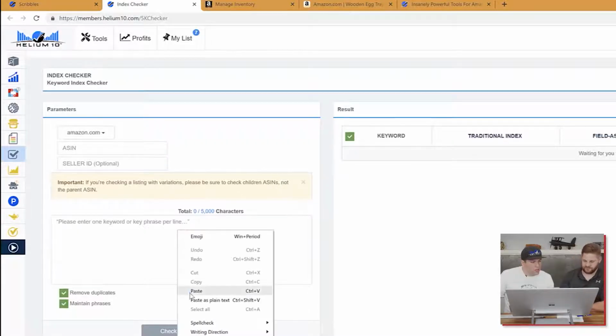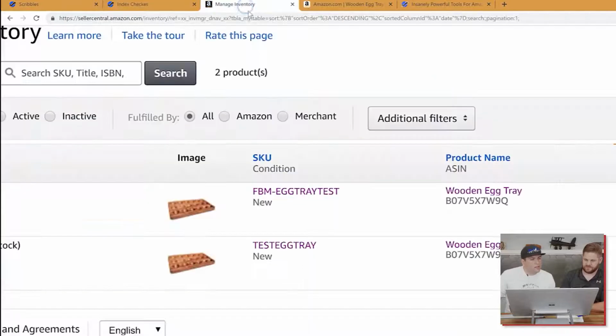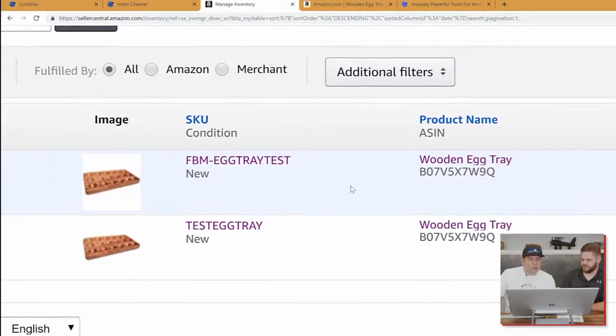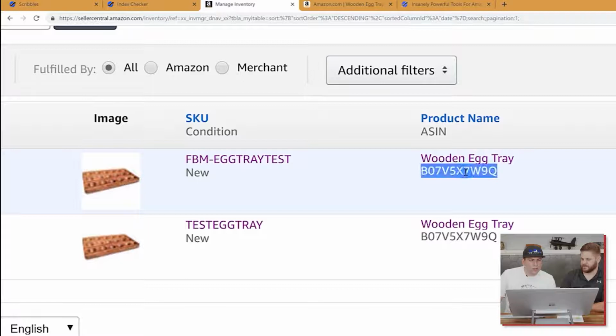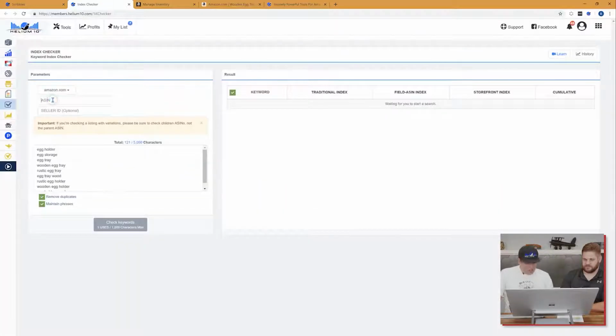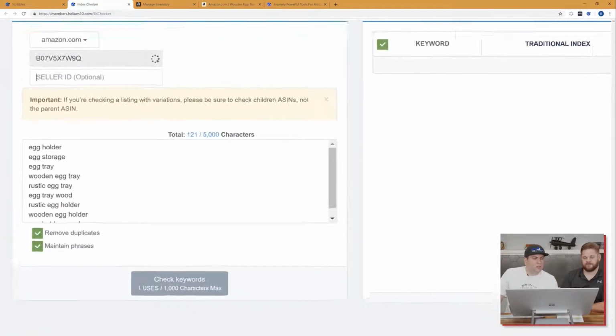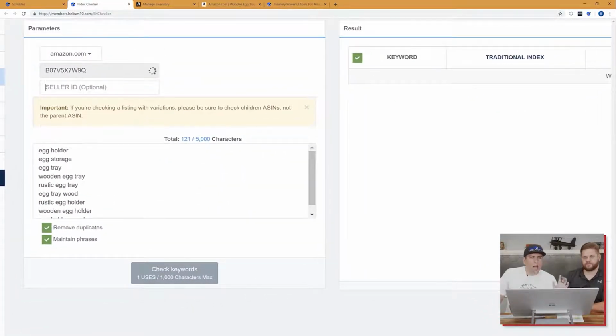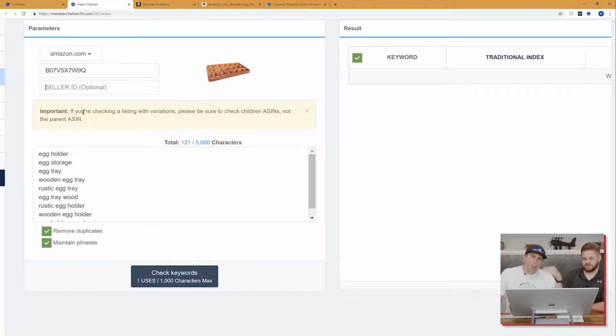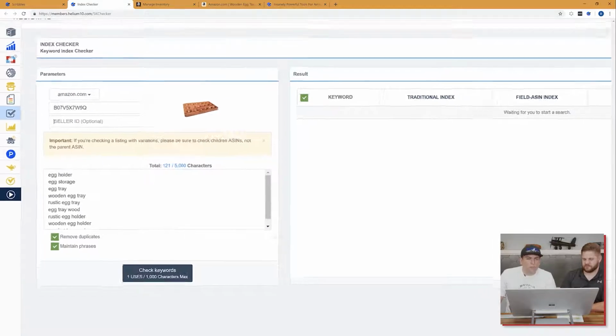So right now, I'm going to paste those keywords in here. We need to get the ASIN. We can get the ASIN right here from our Seller Central account, under the product name, right here under the title. I'm going to copy the ASIN. And right here, you see something that says Seller ID optional. This I'm not going to do. I only want to see if this is indexed. This is another, higher level of indexing that is not really applicable right here. So I'm just going to do our main index check.